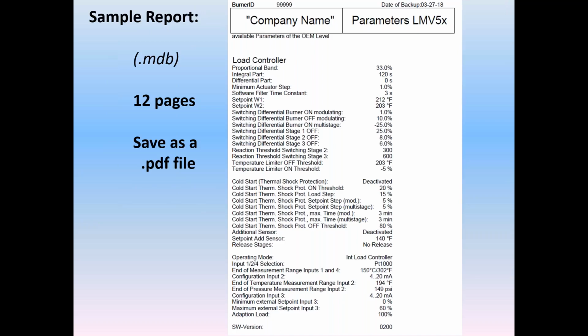This is an idea of what the format looks like. It's a 12-page file that you can view with the ACS 450 software. Once you're viewing it with the software, the best thing to do is save it off as a PDF file. That way anybody can print and view it with a simple PDF viewer. This has all of the settings in there. You can see many examples that are here.